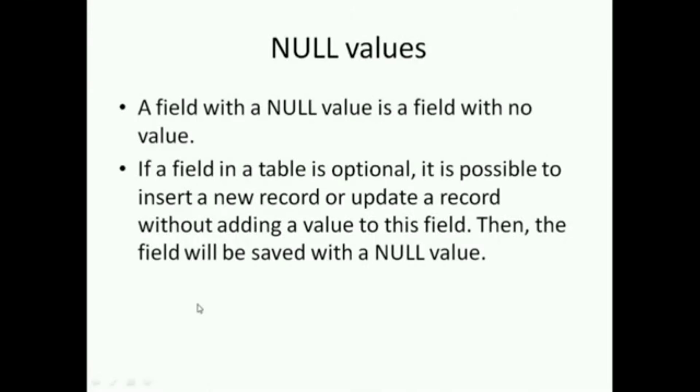A field which doesn't have any value is called a null value. If a field in a table is optional, it is possible to insert a new record or update a record without adding a value to this field. Then that field is called a null value. As you know, earlier I had only full name and last name, and the age field was completely null. At that time, when I had no values for age, that field was called a null value field.